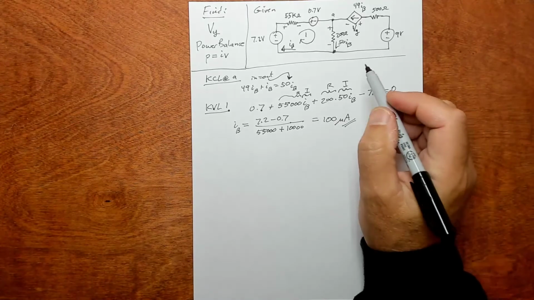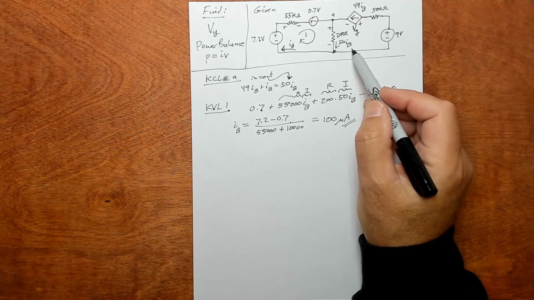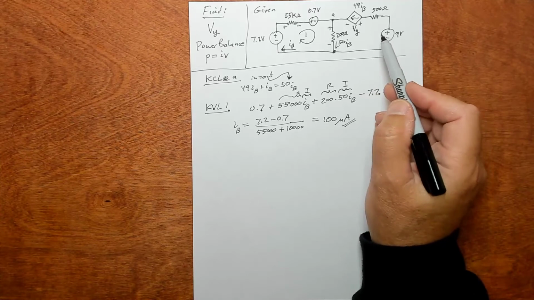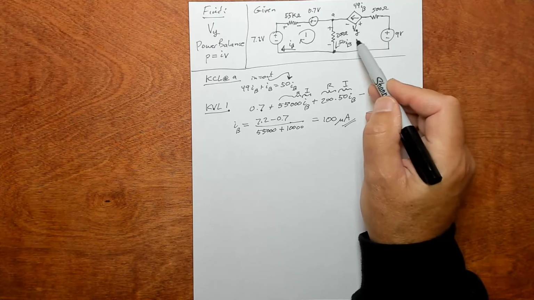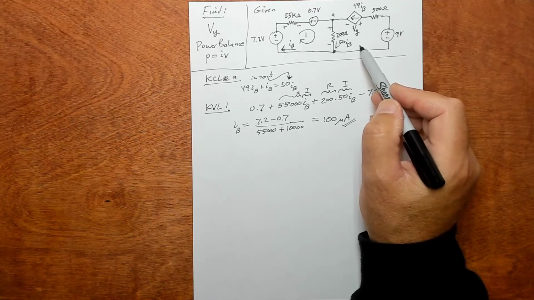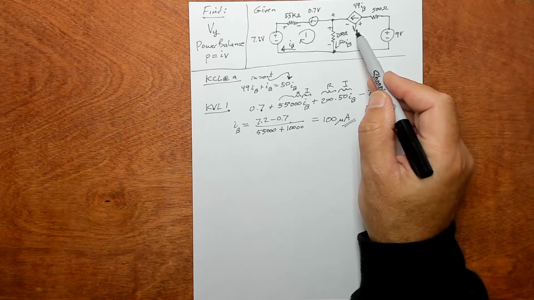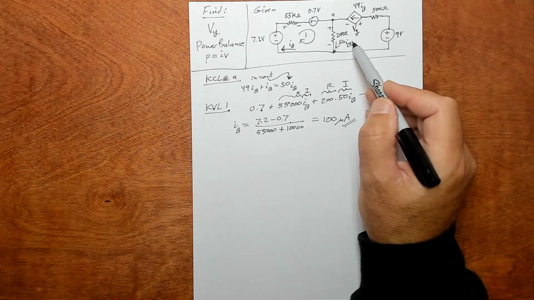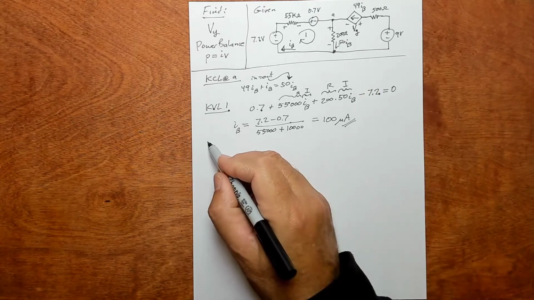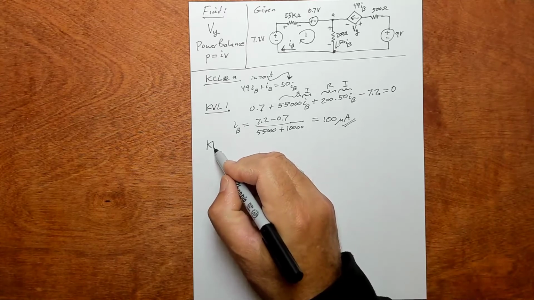We got a value, so that's why we did that. Now back to this loop over here. That one's going to have Vy and I beta in it, as we talked about previously. So let's go ahead and write this guy.